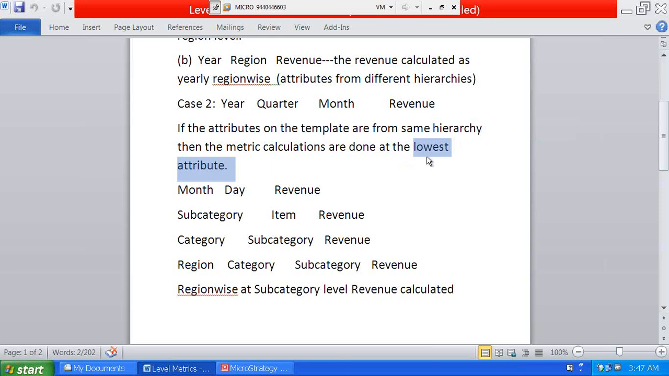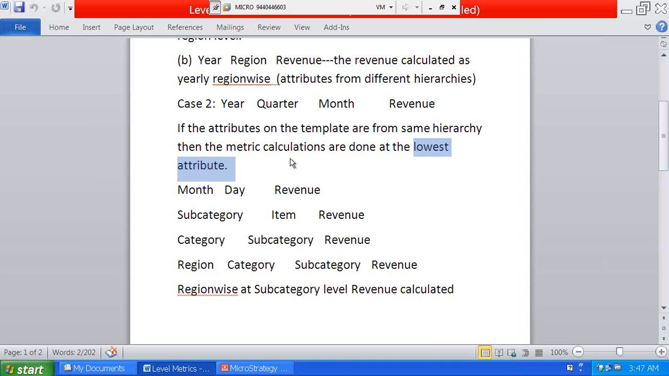Metric calculations are done at the lowest attribute level when you have attributes from the same hierarchy. According to this, for this example, the calculation is done at month level.